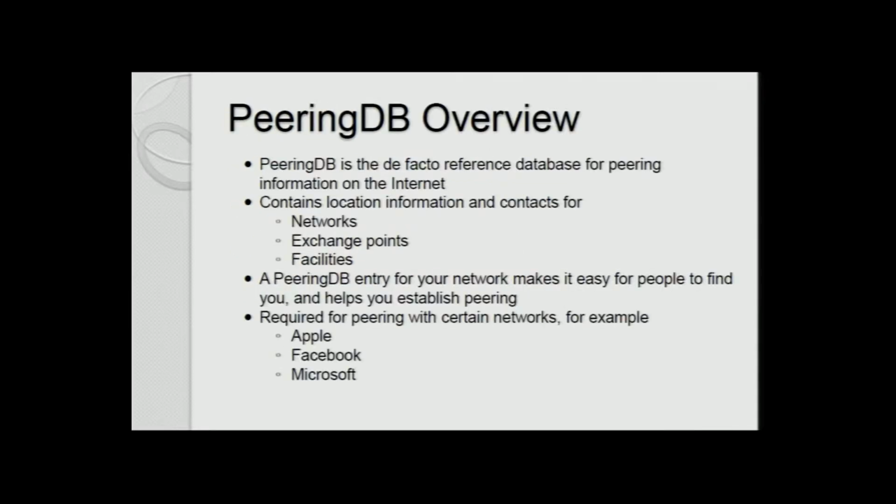First of all, what is PeeringDB? PeeringDB is the de facto reference information for peering information on the internet. It's where everyone registers their information, and we have information on networks, exchange points, and facilities where people can peer. So it's very useful for finding contacts and contact information for networks that you're trying to peer with, or if you're trying to find who all is at a particular IXP or who all is located in a particular facility, you can go to PeeringDB and look up this information.